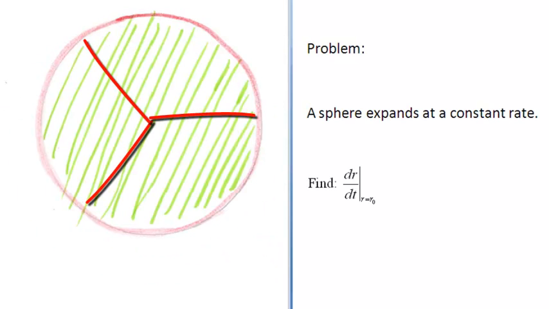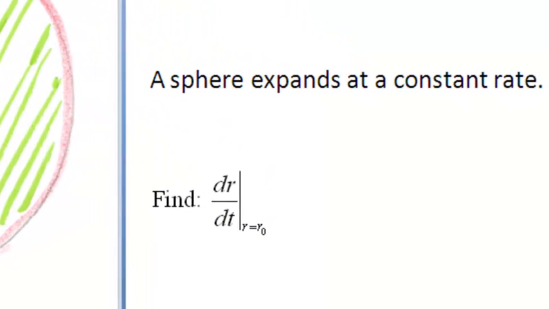This is actually going to be an expanding sphere, like a balloon. So the problem is that if a sphere expands at a constant rate, find dr/dt for a particular value of r. This problem is quite a bit trickier than the previous one with the cone. But let's examine some similarities anyway.